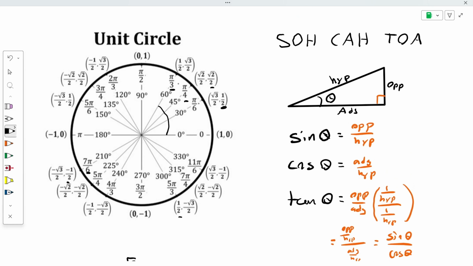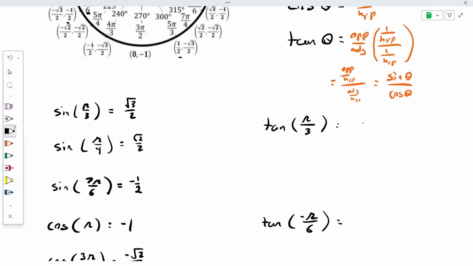So if we want tangent of pi over 3, we can go the y value, which is the opposite, over the adjacent, which is the 1/2. So we would have square root of 3 over 2 over 1/2. And then when we're dividing by this fraction, you flip it around and multiply. So this will actually equal square root of 3 over 2 times 2 over 1. These twos will cancel and you just get square root of 3 as your final answer.